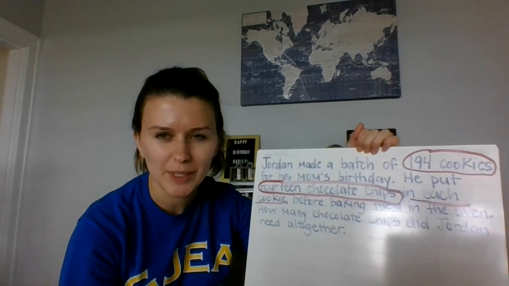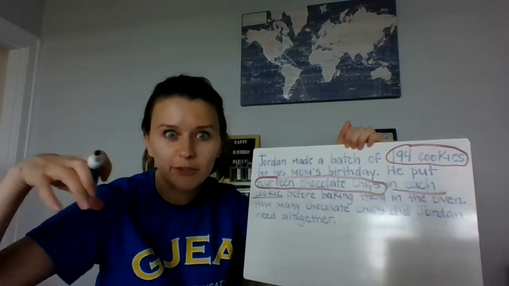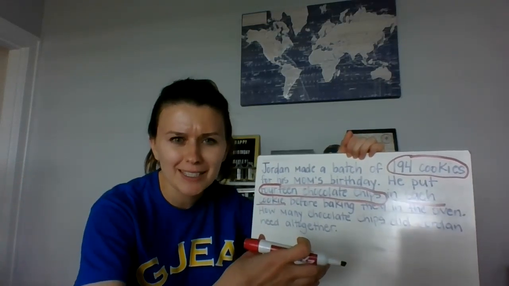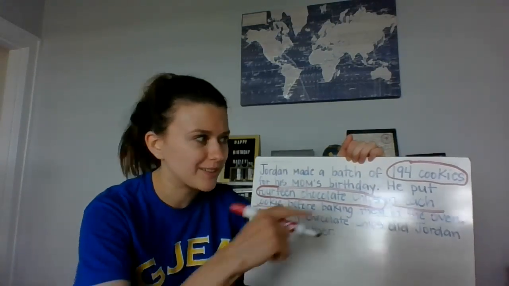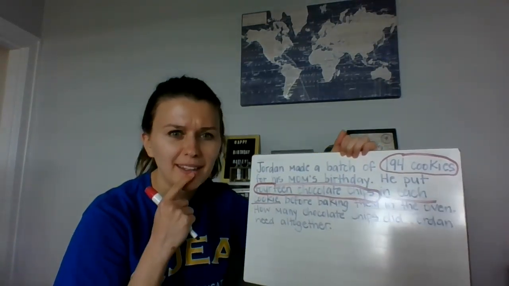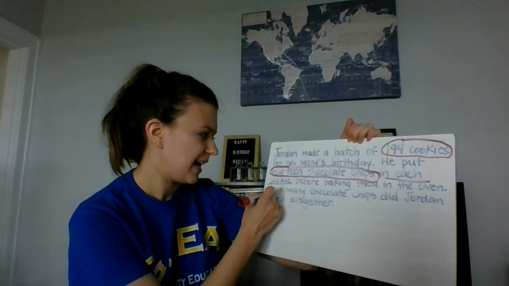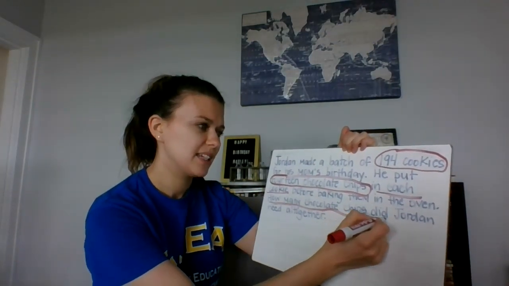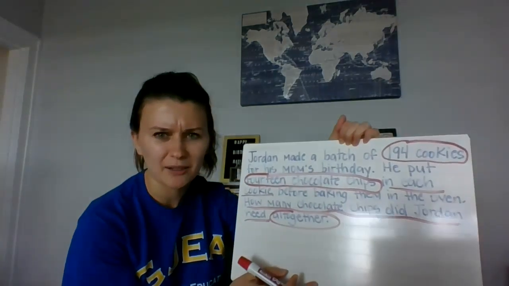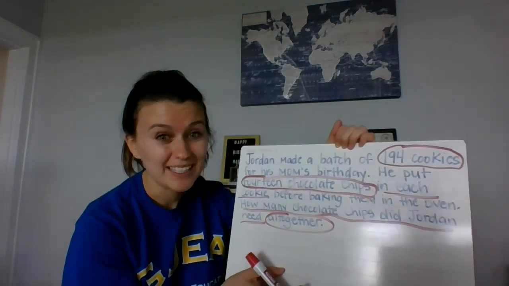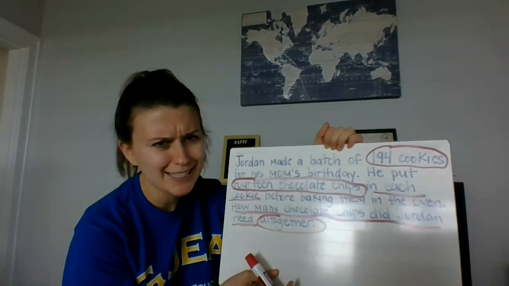That's important too. So we had 194 cookies and there's 14 in each and every one. It's kind of like each cookie is its own group, and there's 14 chocolate chips in every group. There's a lot of them. I wonder what we're going to do to solve my question here, which is how many chocolate chips did Jordan need all together?